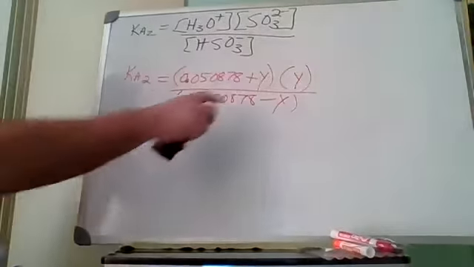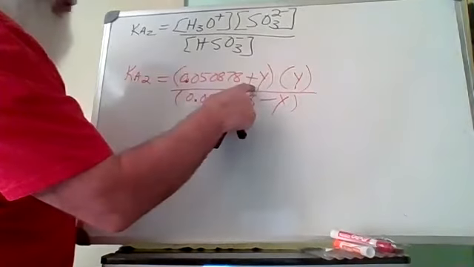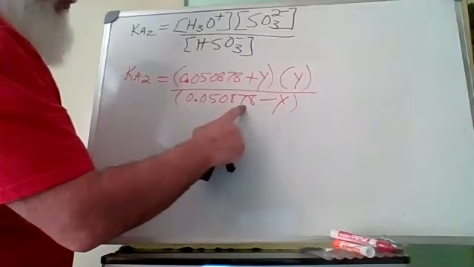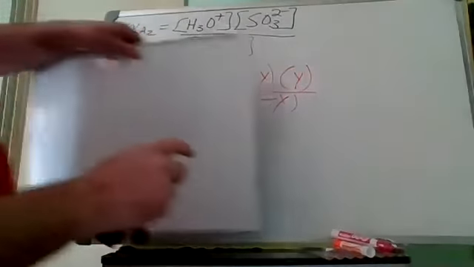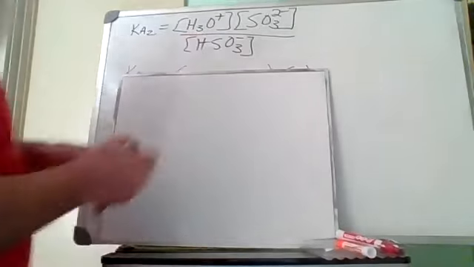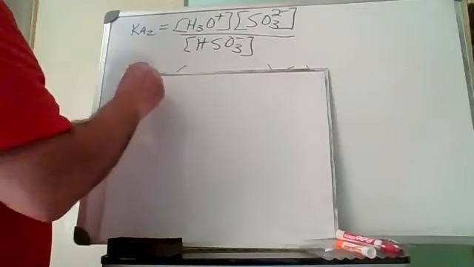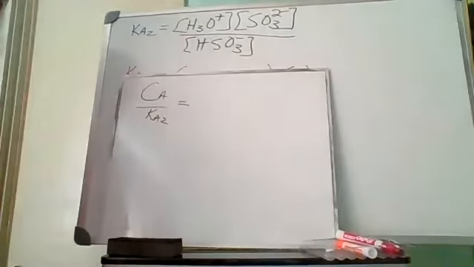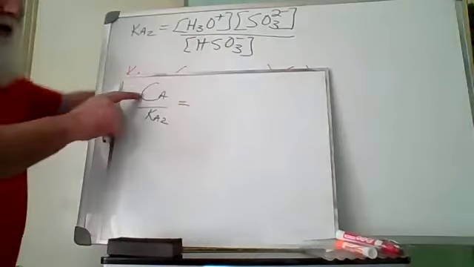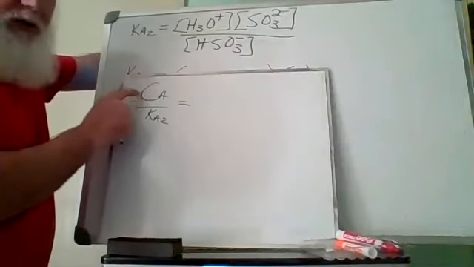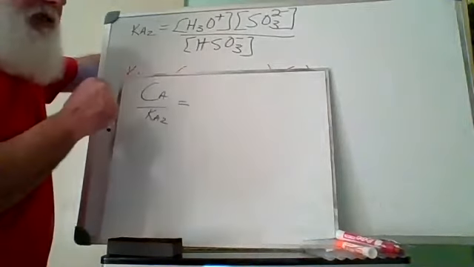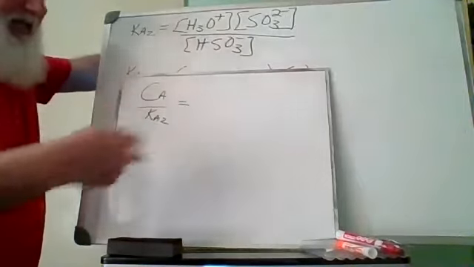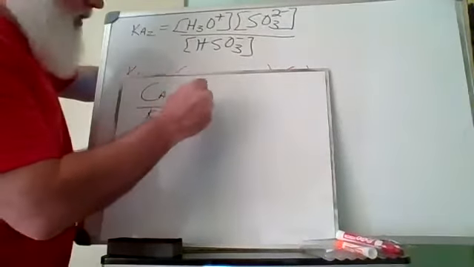We want to check and see if it's valid to drop this minus y and this plus y. All right? In other words, is y much, much smaller than 0.0508? And we can do that, as we learned in the last class, by looking at the concentration of A divided by Ka2, which is equal to, now, we don't want the original acid. We want the starting concentration of HSO3 minus, right? Because that was our starting acid for the second step.